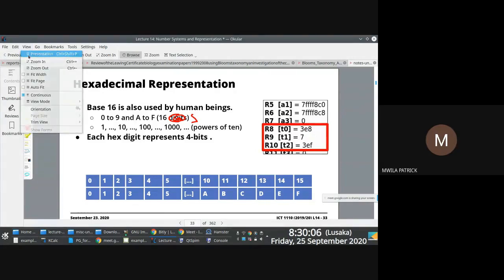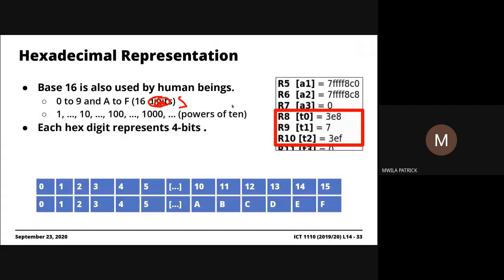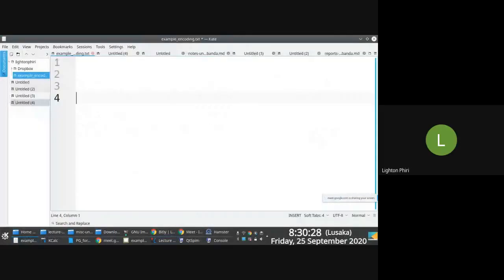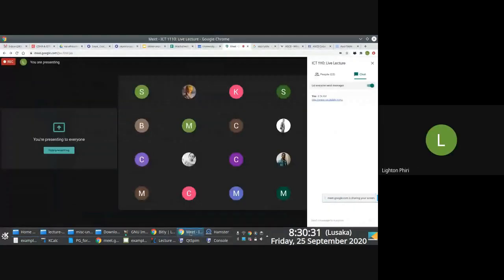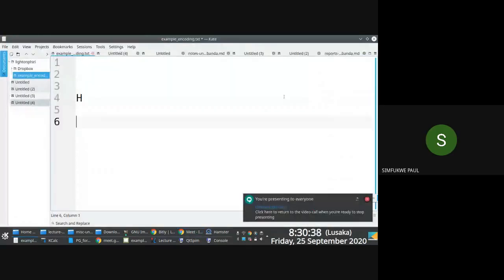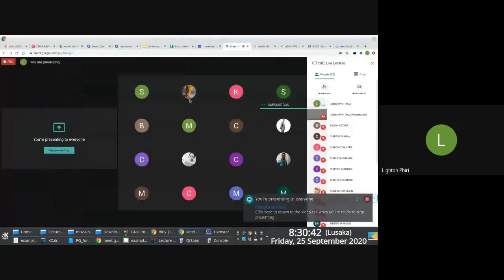Oh, not yet, Dr. Lighton. On that part, when you say each hex digit represents 4 bits, are you talking about the hex digit on the 6th place that will represent 4 bits, or what do you mean by that? No, I mean, if you have a hexadecimal number, can we have a hexadecimal number H? Kapala, can we have a hexadecimal number H? No. Okay, right. All right.